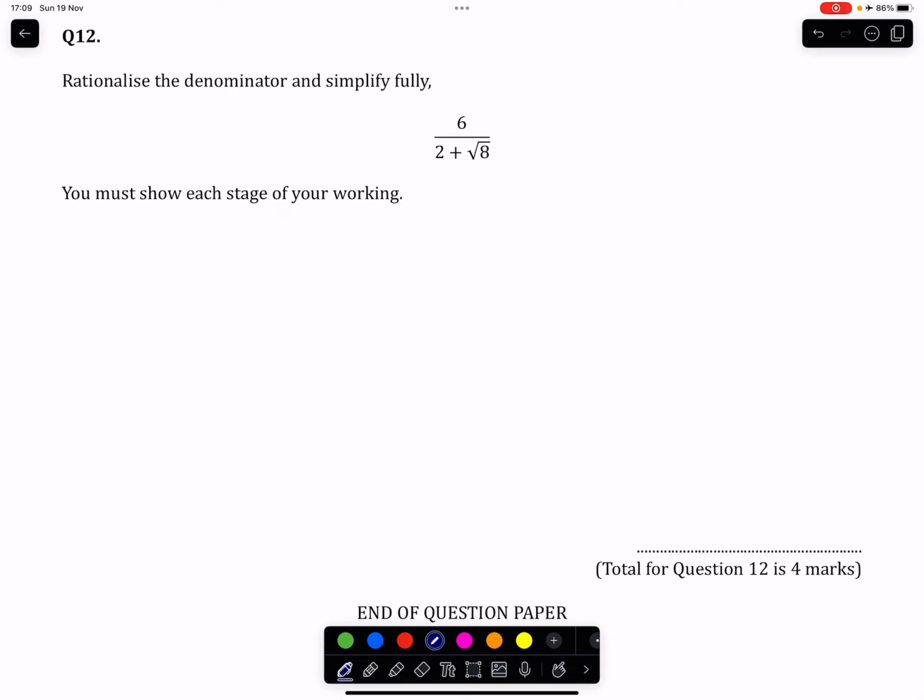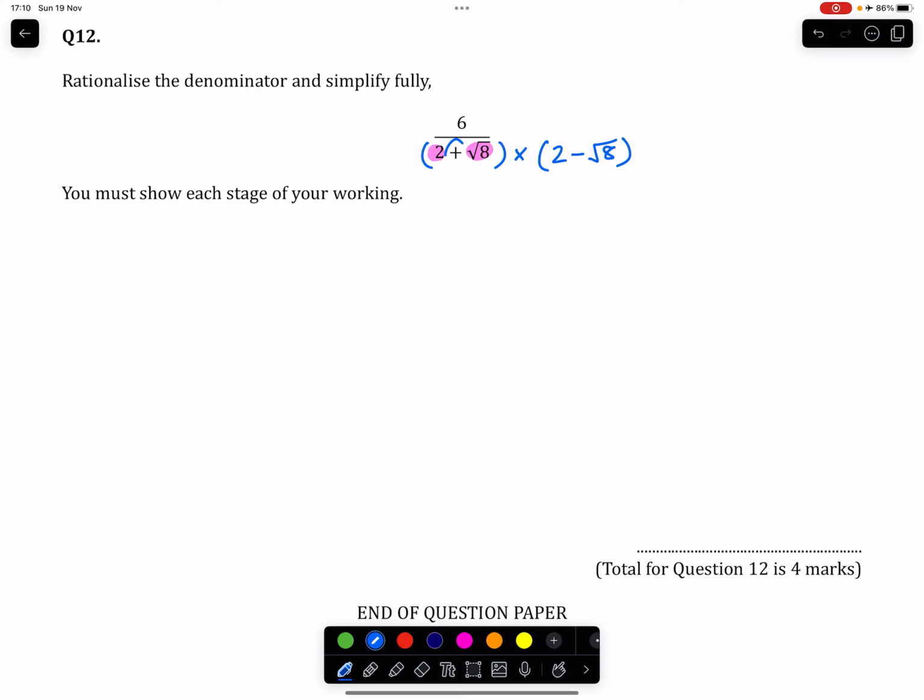Question 12. Rationalize the denominator and simplify fully this fraction here. The fact that we have two terms in our denominator makes this more complicated for rationalizing. In order to rationalize the denominator with two terms, we need to multiply by what's known as its conjugate pair. It's the same two terms, but with a different sign in between.